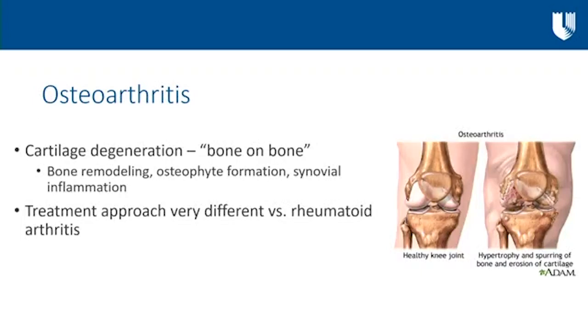When we think about osteoarthritis, as you've gone through all of your patho, this is where we think about that bone-on-bone kind of stuff, where you have that bone remodeling, that osteophyte formation, and that synovial inflammation. But our treatment approach is going to be very different versus something like rheumatoid arthritis, where we have an overwhelming inflammatory response. And with rheumatoid arthritis, we're going to be thinking about those disease-modifying agents, right?